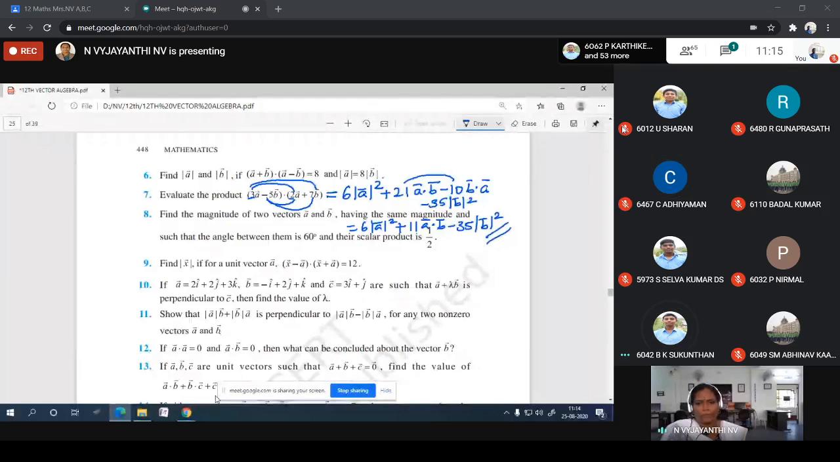Okay, next, find the magnitude of two vectors A and B having the same magnitude and such that the angle between them is 60 degrees and their scalar product is 1 by 2. What is given? Can you guess what is given here?